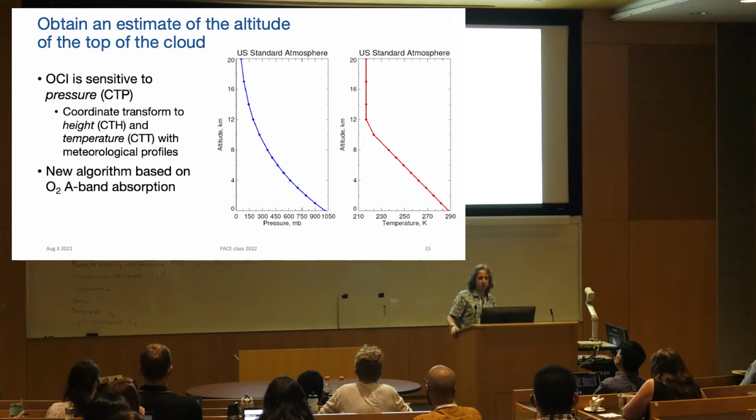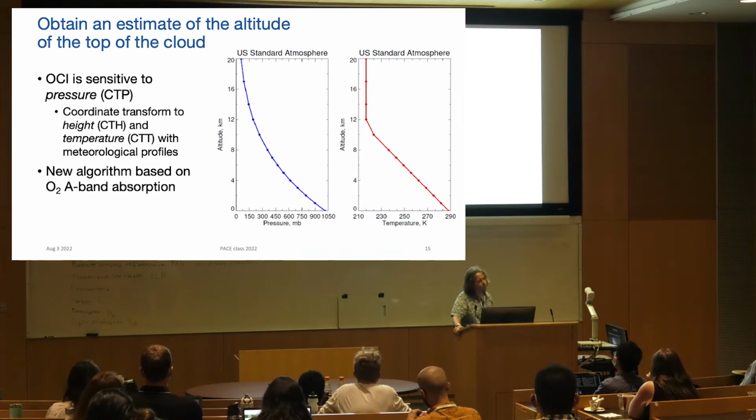So the purpose of cloud top pressure is to obtain an estimate of the altitude at the top of the cloud. We can't say anything about the base of the cloud, just about the top. And again, even though we're working in pressure coordinates, it's pretty trivial to transform to temperature or altitude using meteorological profiles, which we can get from forecast models or reanalysis models. I just pulled on the US standard atmosphere profiles from here.